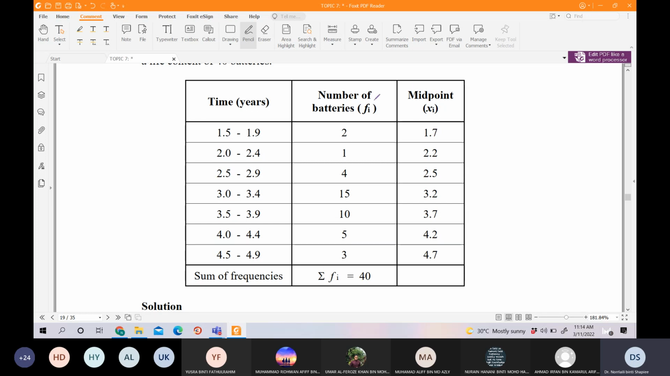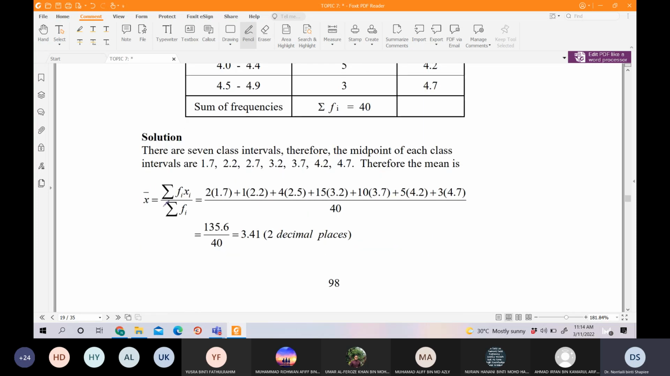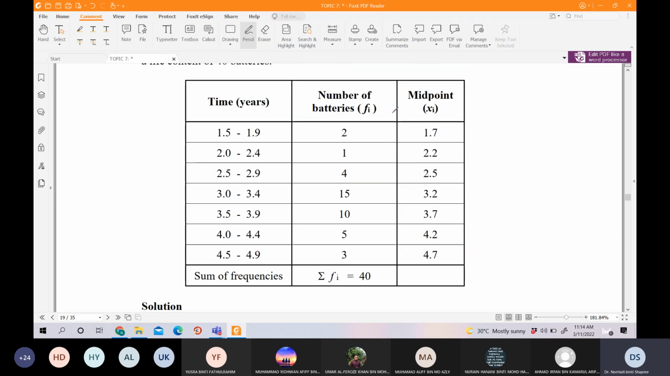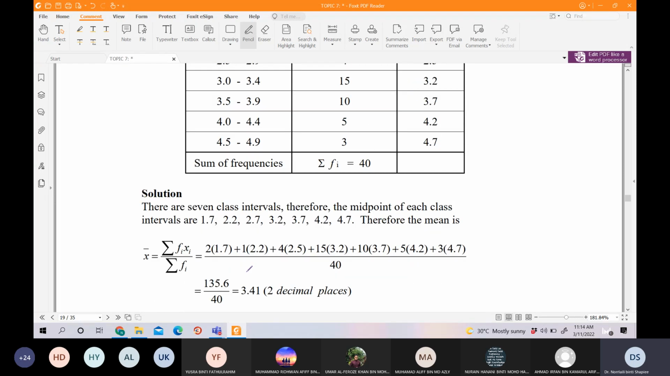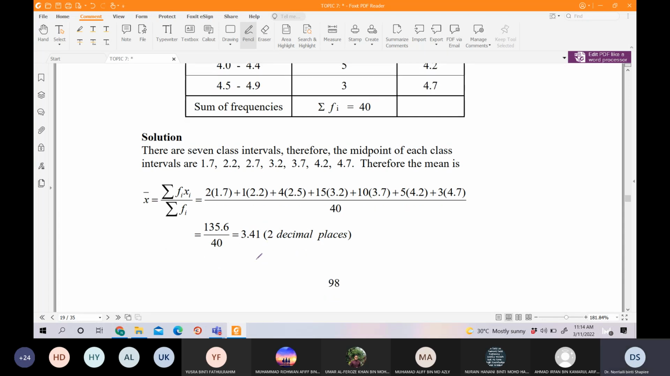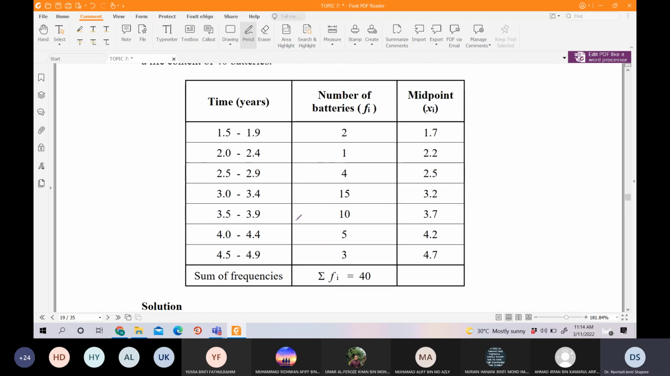So with the data for the midpoint and number of batteries, we can find the mean here. So 2 multiplied by 1.7, right? So F multiplied by X, you will get here. You have to add up all these terms. Then you have to divide by 40, which is the total of frequency. Then you get the mean, the mean for this data lah.